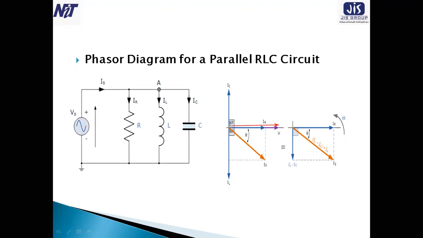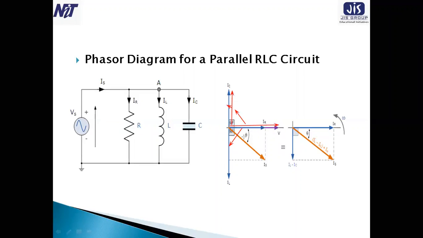Here, for IC, we know that the capacitive current always leads the voltage by an angle of 90 degrees. So IC, the capacitive current, is leading the supply voltage by 90 degrees. That is the property of the capacitor. And we know that the inductive current always lags behind the voltage by 90 degrees. So it is also lagging 90 degrees from the voltage V.